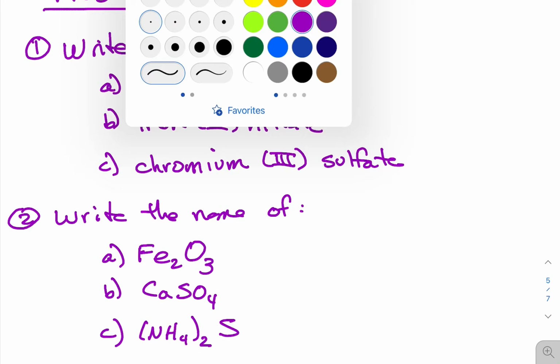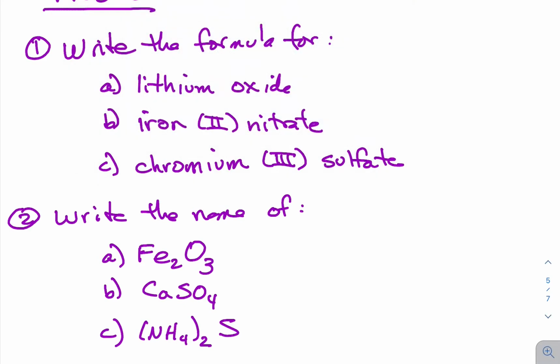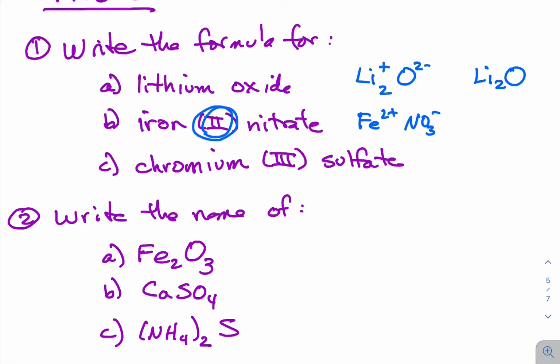All right, I'm hoping that you have paused and worked these out on your own piece of paper. So we're going to do these. Lithium is in the first column, so it's always +1. Oxygen is in the 16th column, which is always 2-. So we need 2 lithiums to make this come out to be 0. Li2O is the formula. Iron 2 nitrate, that tells us that the iron is going to have a charge of 2+. And then nitrate is one of our polyatomic ions, which has a -1 charge. So we need to have 2 of those. So that's going to be Fe(NO3)2.